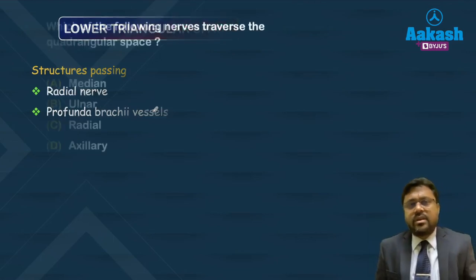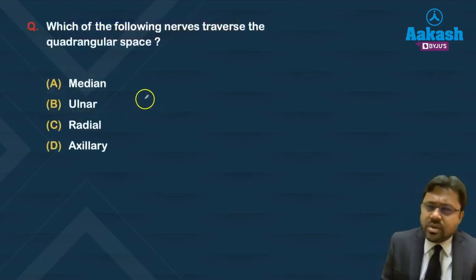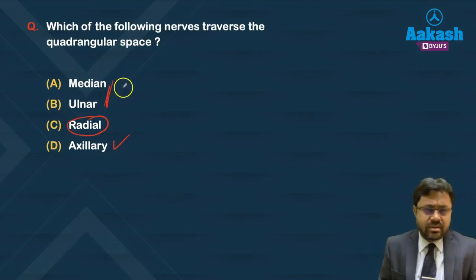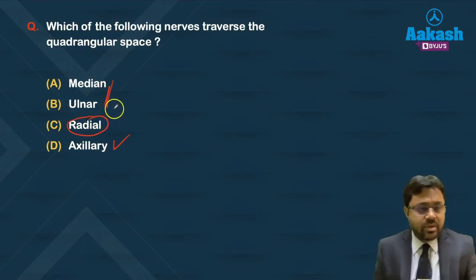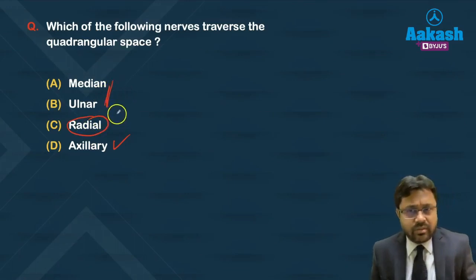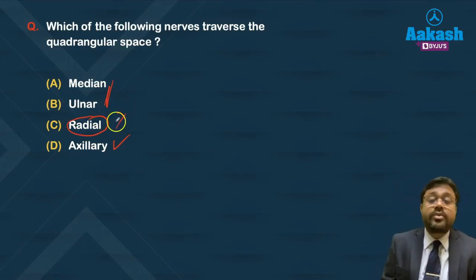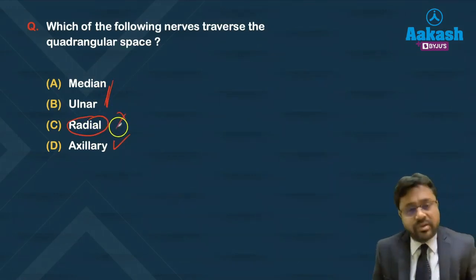Right? Let's come to a question. Which of the following nerves traverses the quadrangular space? Median, ulnar, radial, axillary? Axillary, if you recall. Because the radial nerve was traversing the lower triangular space. Median and ulnar don't come over here by any chance. So we rule those two out. Of the two, the radial nerve is supposed to traverse the lower triangular space, so it's ruled out over here. The choice that remains is the axillary nerve, which, along with the posterior circumflex humeral vessels, traverses the quadrangular space.